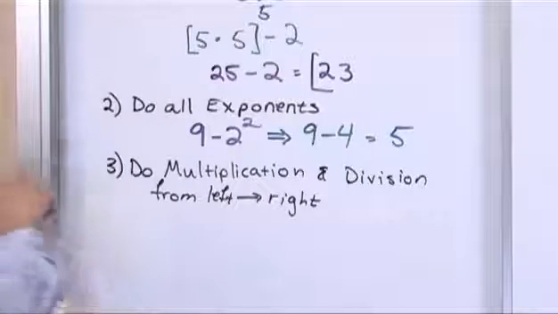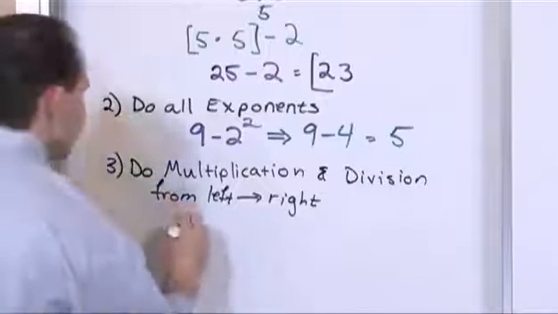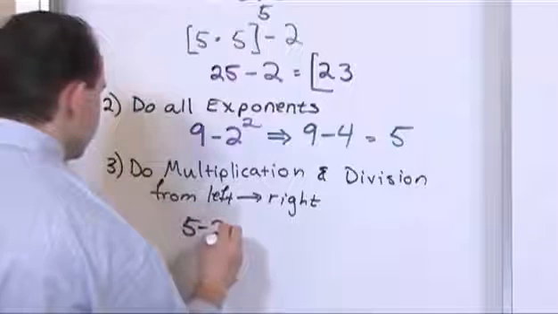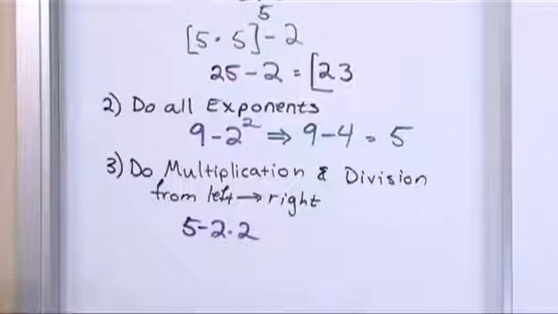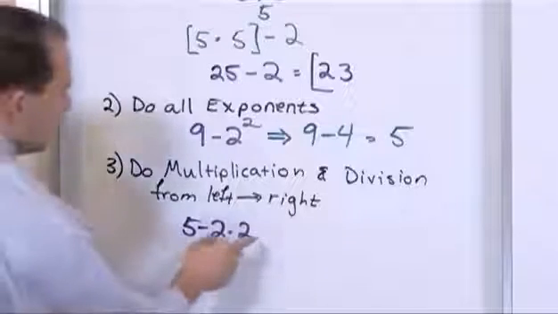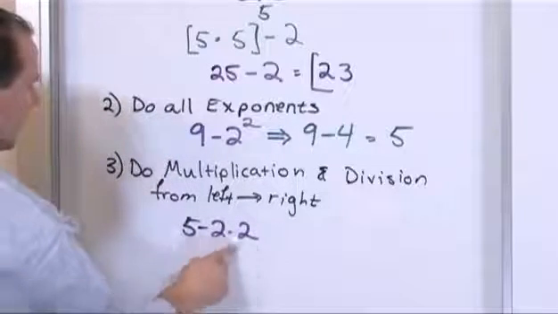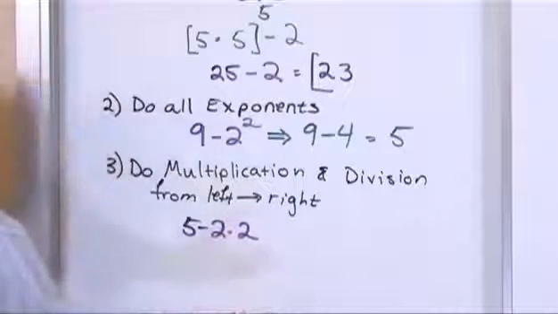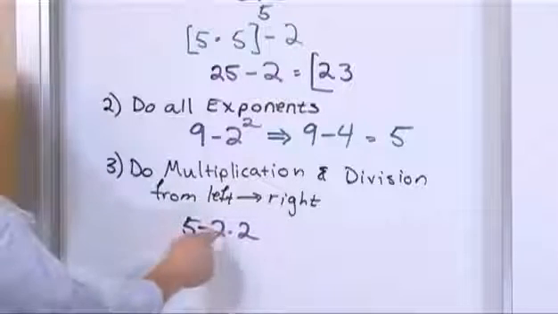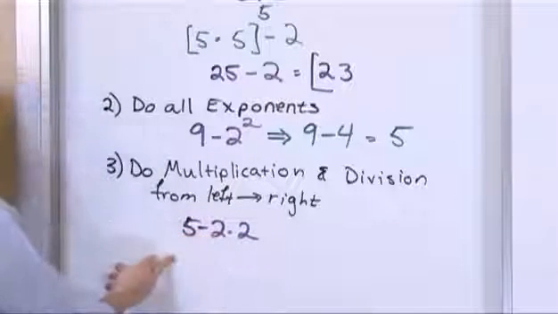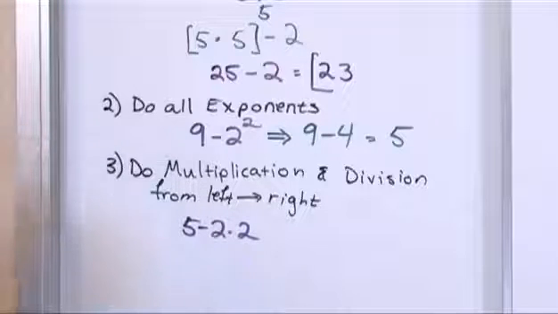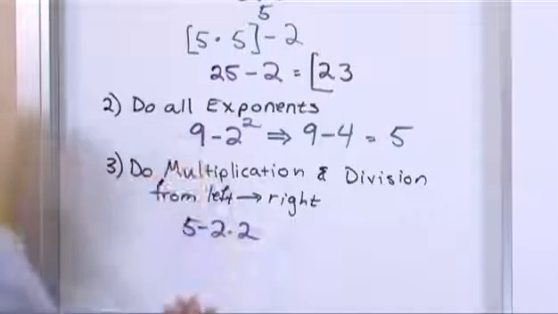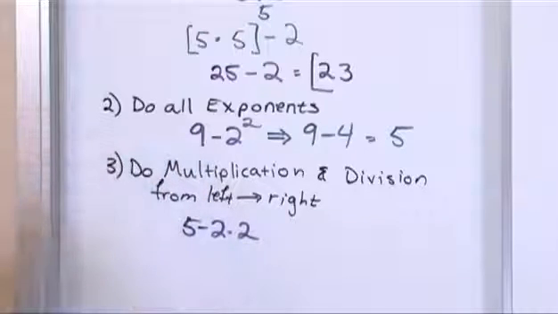So for instance, if I had something like 5 minus 2 times 2. Again, early on in your algebra studies, you might not know what to do. Do I do the multiplication first, getting 4 here, and then do 5 minus 4? Or do I do 5 minus 2 and get 3 and then multiply by 2? Well, the answer is that's wrong. You must do multiplication and division before any addition or subtraction, because those are coming later.